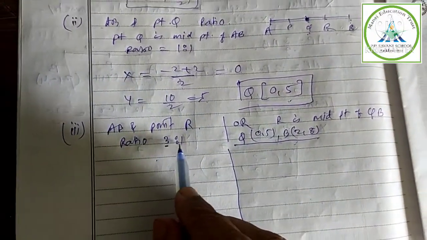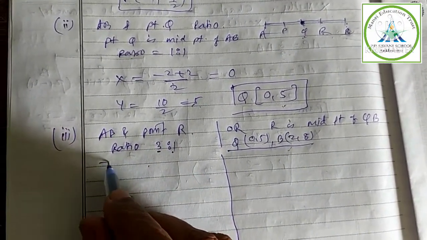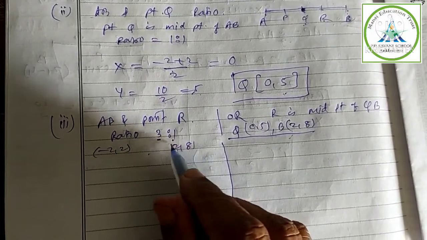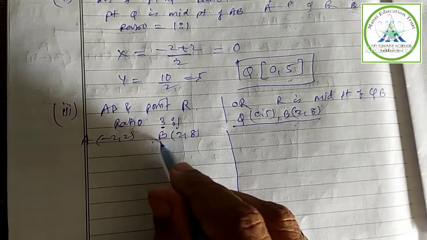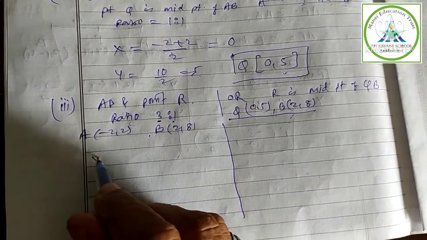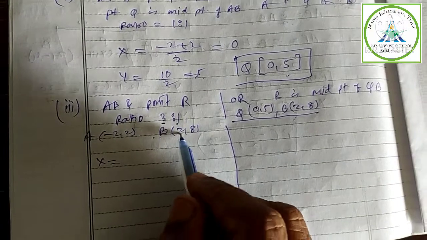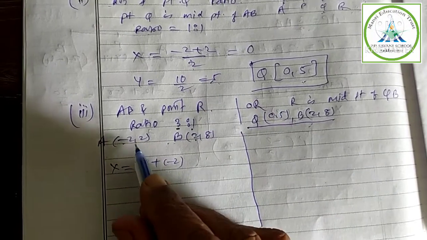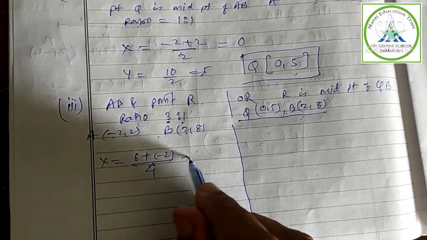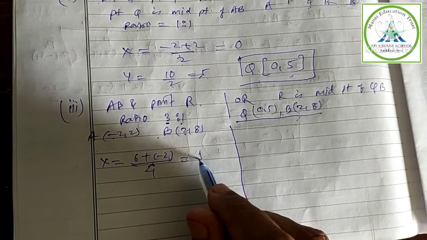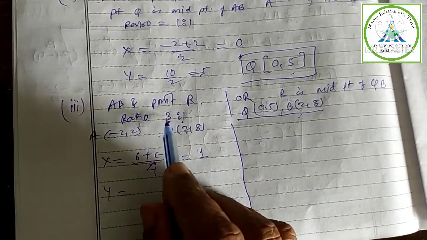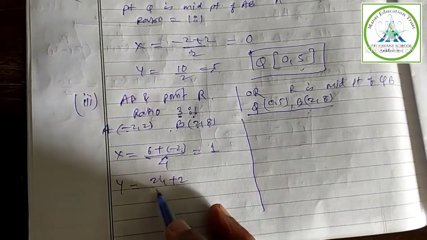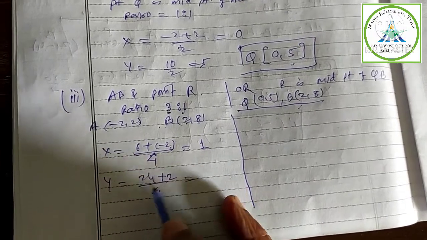Now if I take 3:1, A is (-2, 2) and B is (2, 8). Students, it is a matter of understanding the concept. Then we are taking the ratio. x equals (3 × 2 + 1 × (-2))/4, that is (6 - 2)/4 = 4/4 = 1. y equals (3 × 8 + 1 × 2)/4 = (24 + 2)/4. You got 26/4.